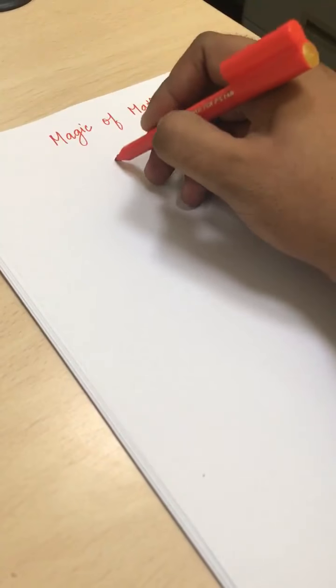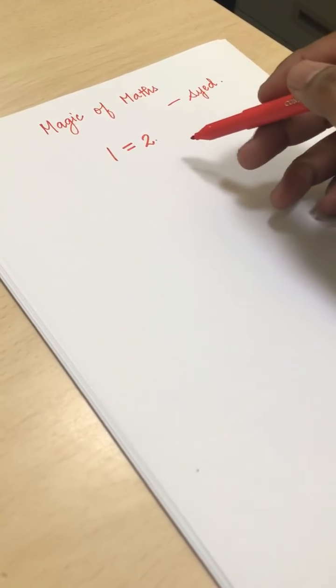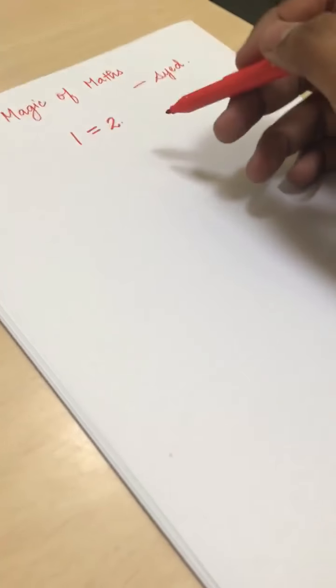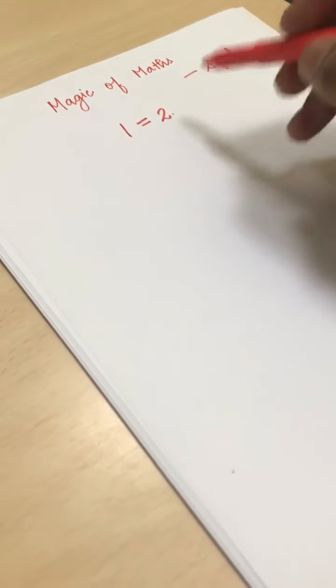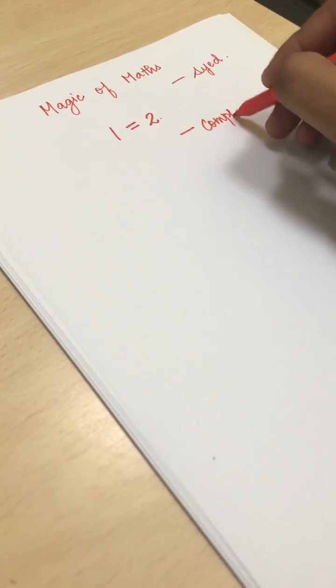Well, today's video I'm going to show you a proof of 1 equals 2, which I found in my 11th standard. That was way back in 2006. So I proved 1 is equal to 2 using complex numbers.